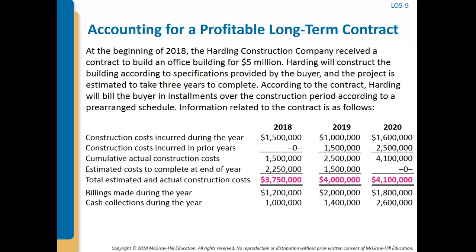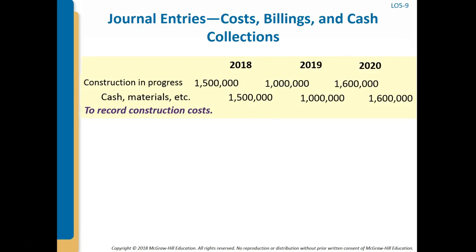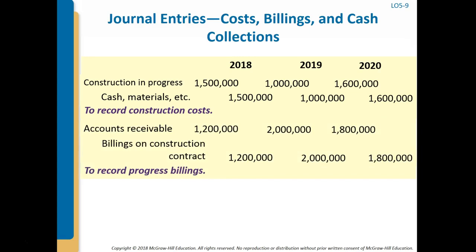So we see the various construction costs during the year, construction costs incurred in prior years, cumulative construction costs, and estimated cost to complete at year end. So we've got our total estimated and actual construction costs, billings made during the year, and then cash collections during the year. So let's look at the accounting for cost of construction and accounts receivable for Harding for its long-term contract. These journal entries are not affected by the timing of revenue recognition.